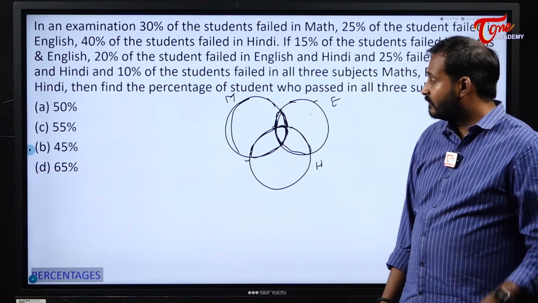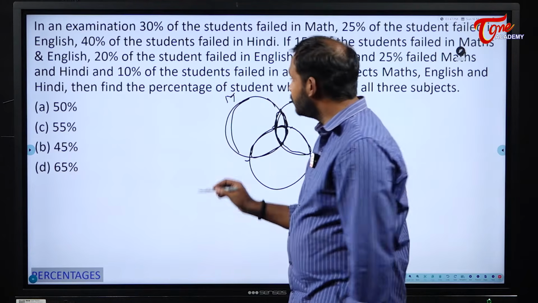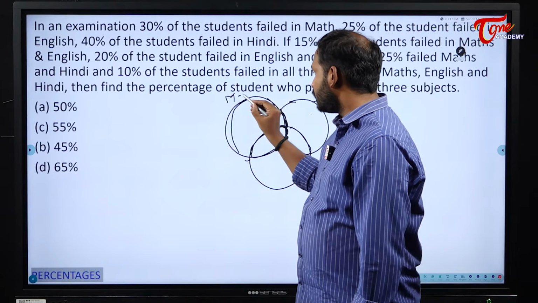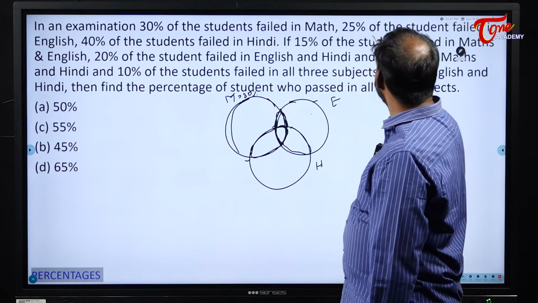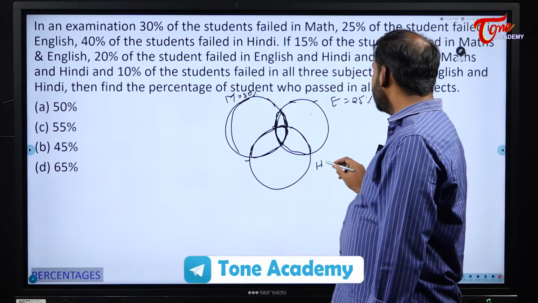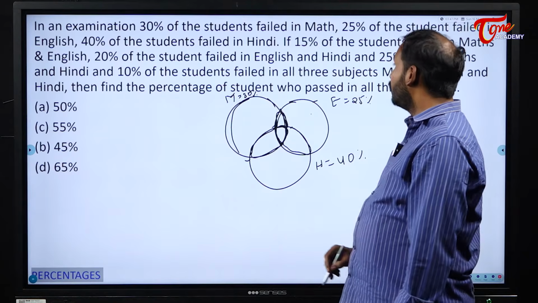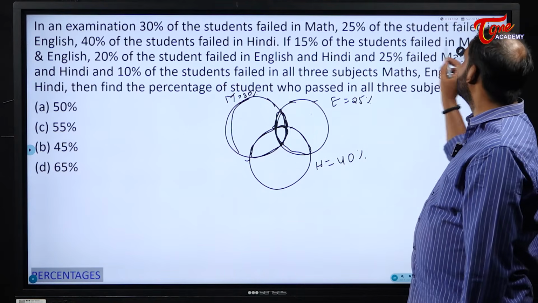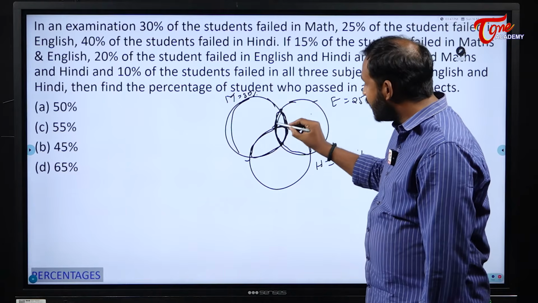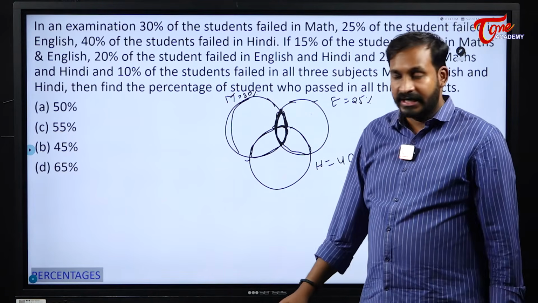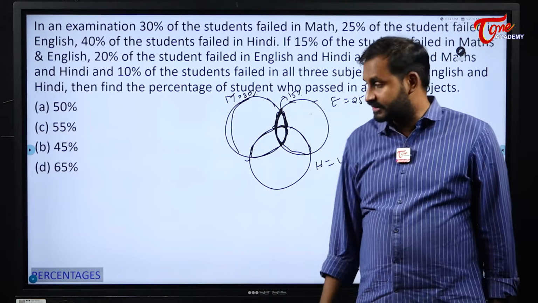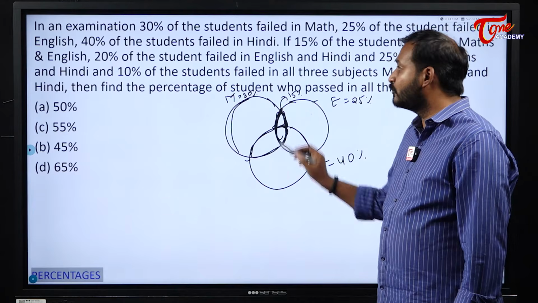Okay, please be careful. So as usual, whenever you write this one, overall what percentage of students failed in maths? 30%. Okay, good. When it comes to English, 25% failed in English. When it comes to Hindi, 40% failed in Hindi. Now please observe here, 15% of the students failed in math and English. This is math and English complete intersection. So this complete portion is 15%, not this alone portion.